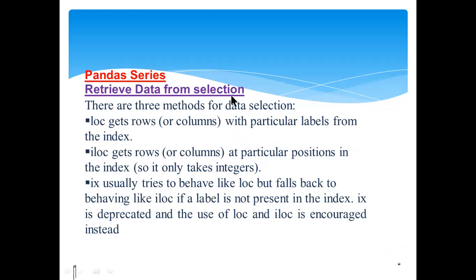How to retrieve data from a selection. Already you have created a data frame. How do you retrieve data? There are three methods for data selection. One is loc, which gets a row or column. Either a row or a column you can retrieve here with a particular label from the index.